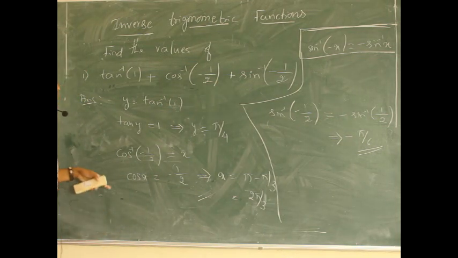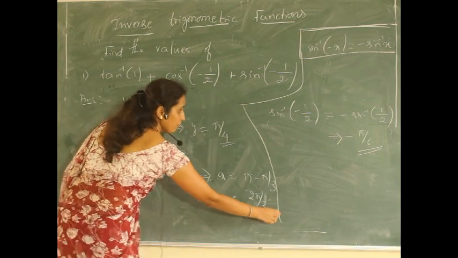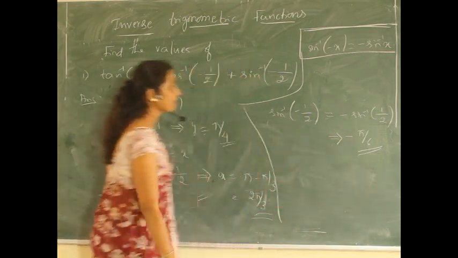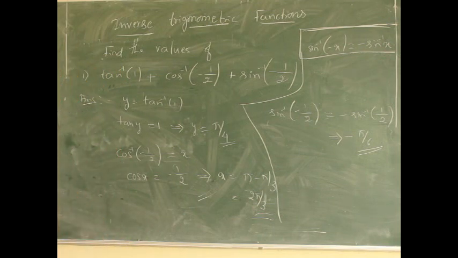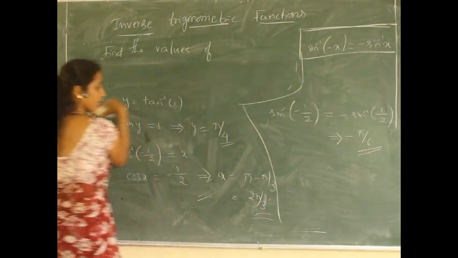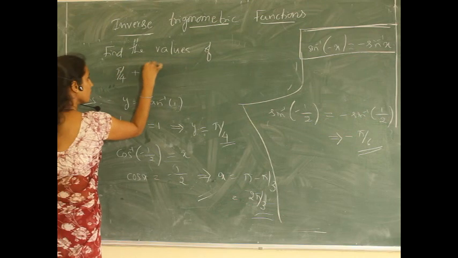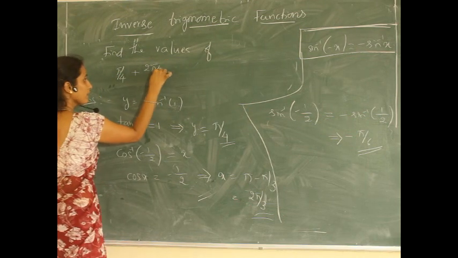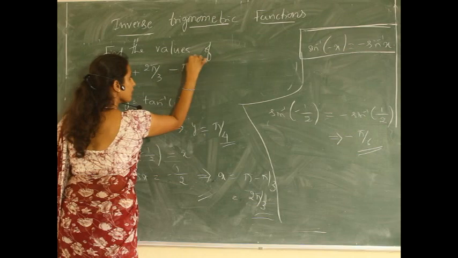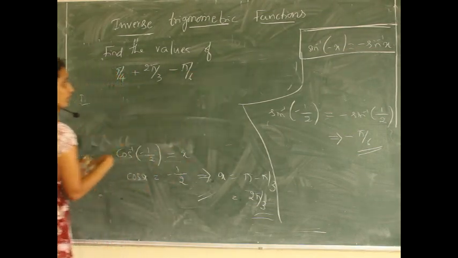So now we got all the values. One is pi by 4, one is 2 pi by 3, and one is minus pi by 6. Substitute all those values in the given function. What we get? Pi by 4 plus 2 pi by 3 minus pi by 6.